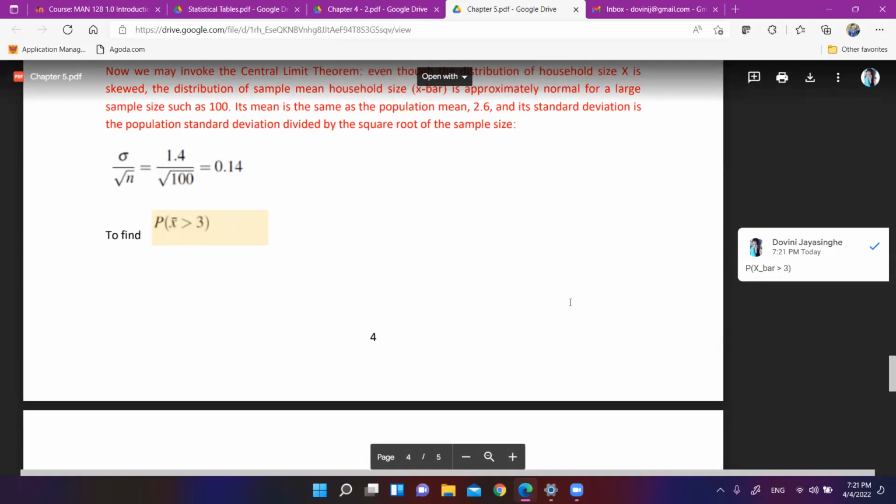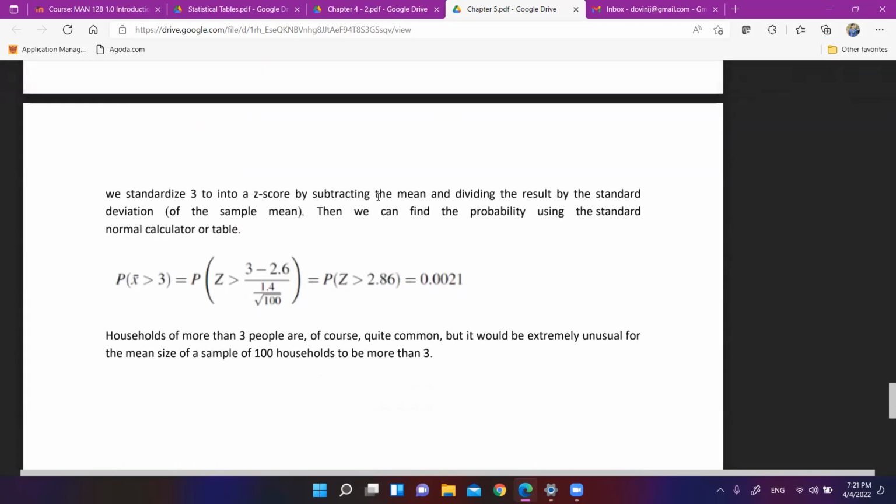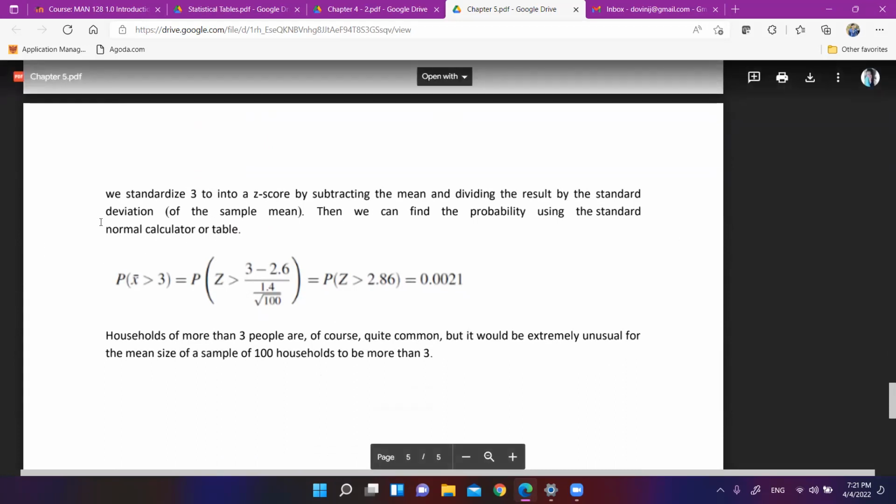So it should be capital X. Capital X bar greater than 3. So we standardize 3 to a z score by subtracting the mean and dividing it by the standard deviation of the sample mean.